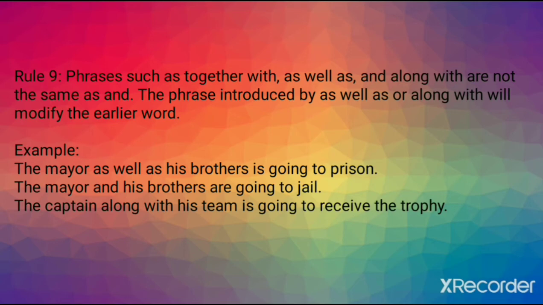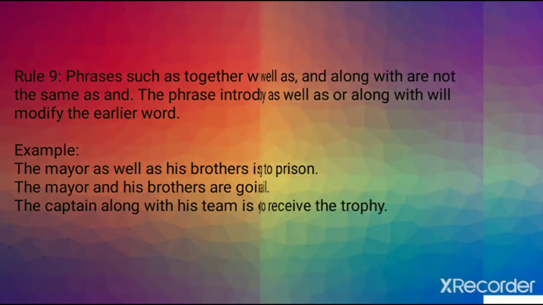So here, the mayor and his brothers, these two subjects are joined by the conjunction and. So obviously, the verb will be in the plural form. In the next sentence, the captain along with his team is going to receive the trophy. So here we are not speaking about his team and the captain. We are only concentrating on the subject, that is the captain. He is going along with his team. So here team is not the main subject. So the singular verb is used.